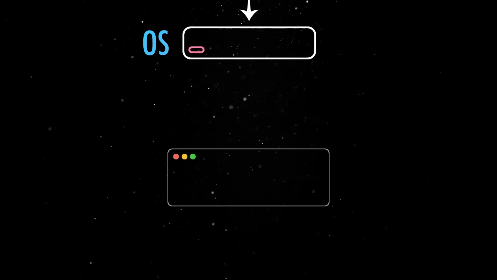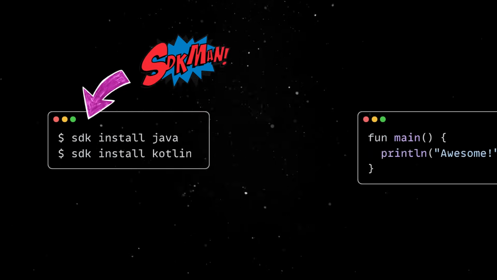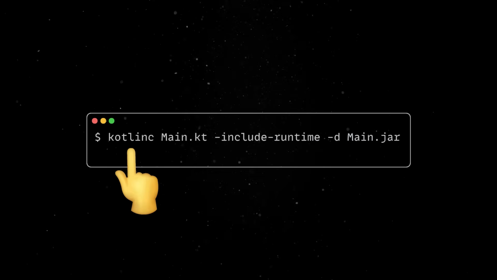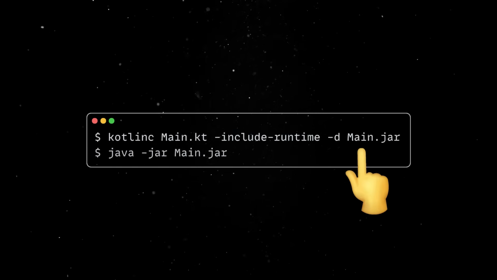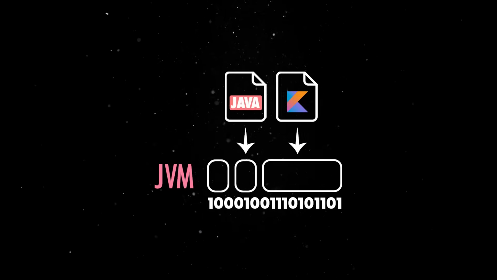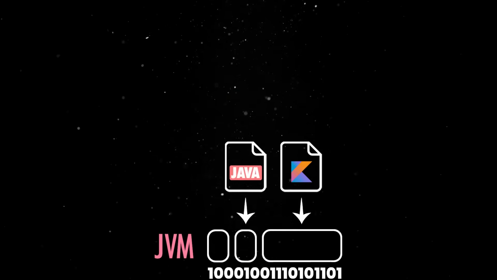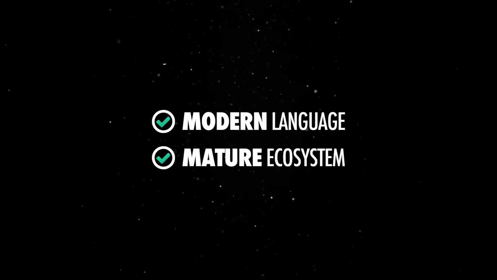So let's go ahead and install both Java and Kotlin locally using SDKman. Then, in a new file, I'm defining a basic hello world function. Back in the terminal, we'll use the Kotlin compiler command to pack our code and the runtime in a jar file, which can then be executed on the JVM. Of course, since both Java and Kotlin share the same platform, Kotlin code can easily interoperate with Java code, so you'll get all the benefits of both a modern language and a mature, battle-tested ecosystem.